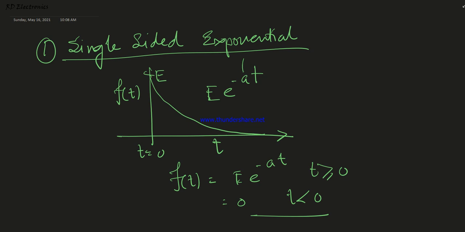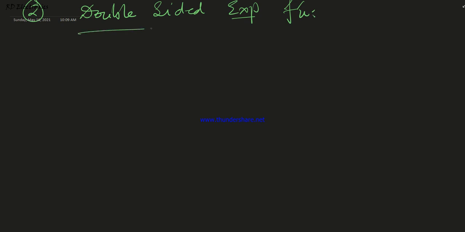And what is the value of a? This a is the slope of this curve. Okay, now we talk about the double sided exponential function. Double sided exponential function. I just write it in a short form, fn means function.